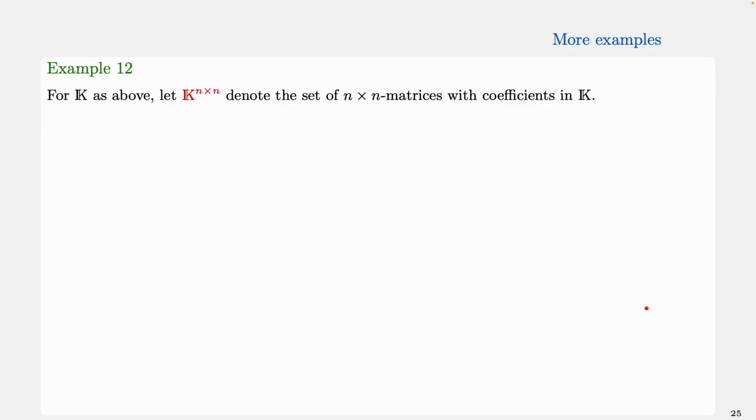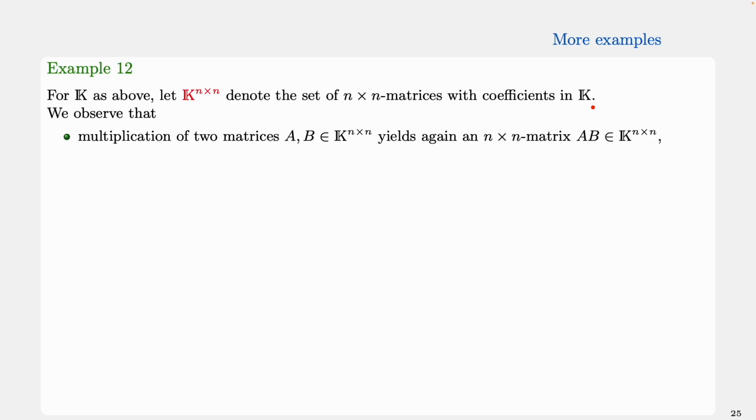And a more complex example here, again, K is either of the rational, the real, or the complex numbers. And by K to the n times n, we mean the set of n by n matrices with coefficients in K. Now we observe the following for the n by n matrices, and here you probably need some knowledge from linear algebra. So if you're not familiar with linear algebra at all, feel free to completely ignore this example, or maybe feel motivated to look it up somewhere.